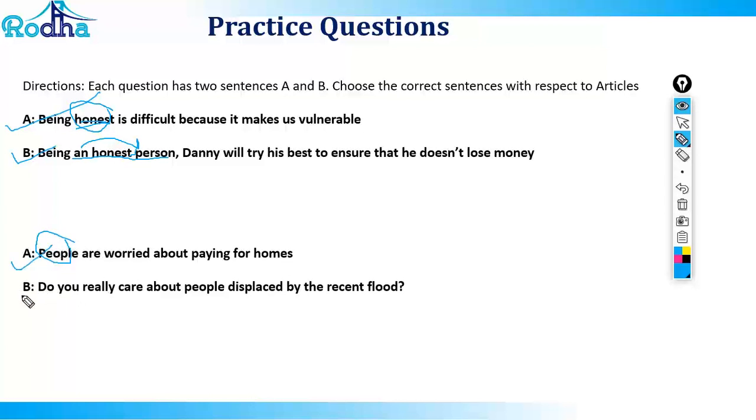The second sentence says, do you really care about people displaced by the recent flood? Now, it's the same thing we were discussing in the previous question. What kind of people are you referring to? You're referring to the people who are displaced by the certain flood. So you're not referring to a general set of people. You're referring to people who were displaced by the flood, and therefore you need the article the here. And that makes sentence B wrong, and only sentence A is correct in this case. I hope this is clear. Let's move on to the next question.